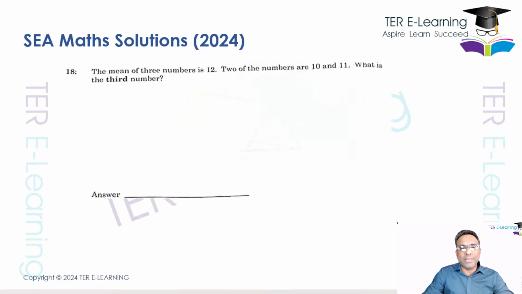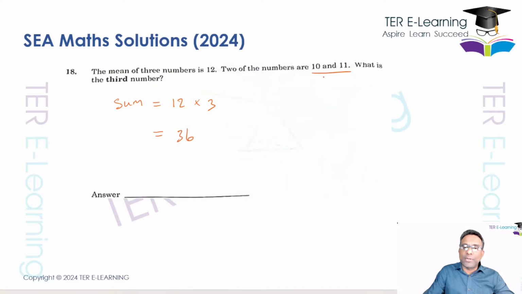Question 18, the mean of 3 numbers is 12. 2 of the numbers are 10 and 11, right? What's the third number? All right, so we have the mean is 12 and it's 3 numbers. So therefore, we can work out the sum of all the numbers. All we need to do is to take the mean, which is 12, and you have 3 numbers, so you're going to multiply by 3. So the sum of all the numbers will be 36.